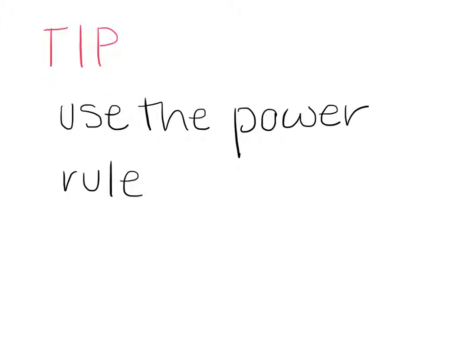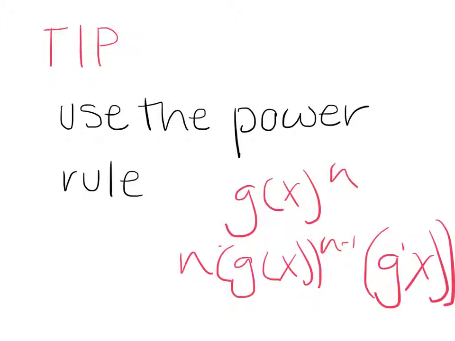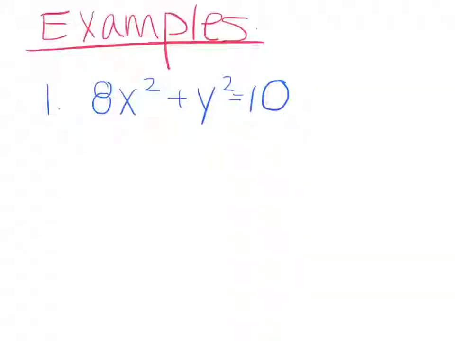Use the power rule to remember all y primes. Remember that the power rule states that for g of x to the n, we must find n times g of x to the n minus 1 times g prime of x. In this case, g prime of x is y prime, as we saw in the last example.